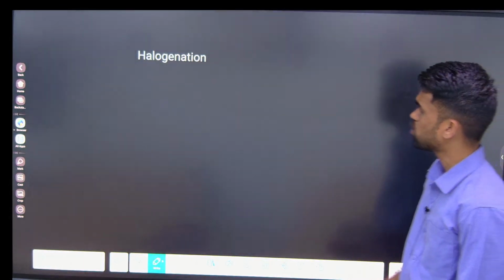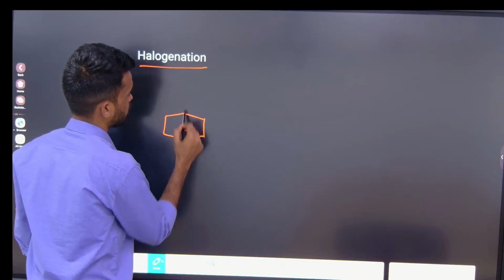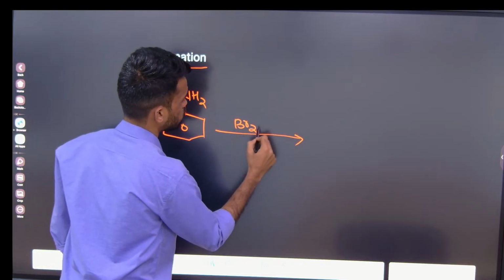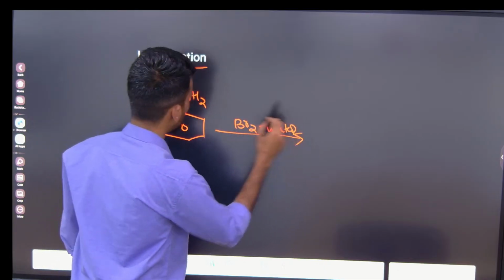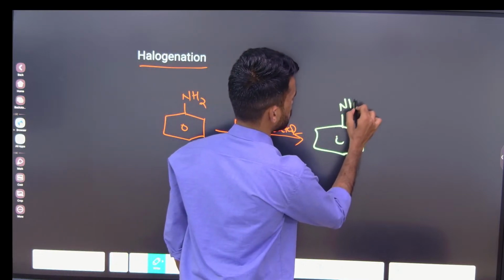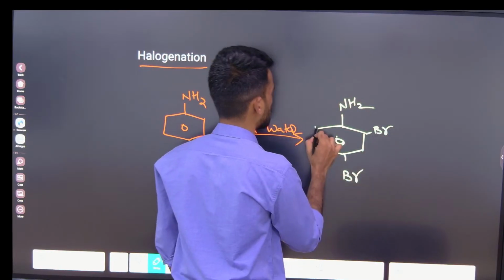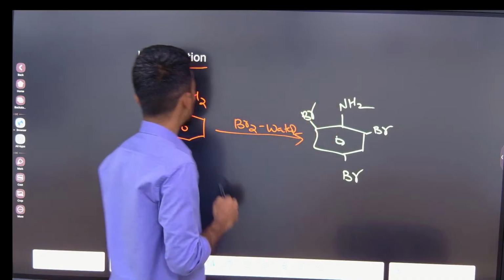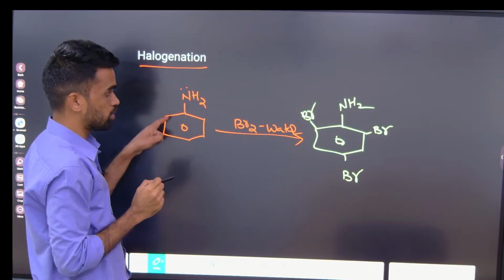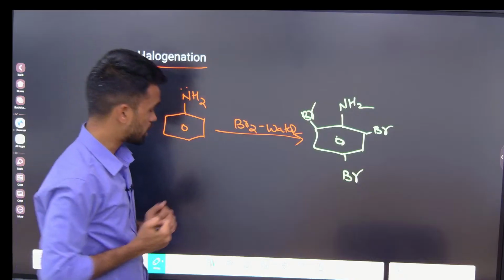Now halogenation. Halogenation of aniline is also an important topic to be mentioned here. If you treat aniline with bromine water, Br2/H2O, we are going to get tribromoaniline. The 2, 4, 6 positions, all ortho positions and the para position, get brominated like this. Because aniline is a highly activated ring, activated by the nitrogen lone pair, that's why bromination takes place at ortho and para positions. Remember this.